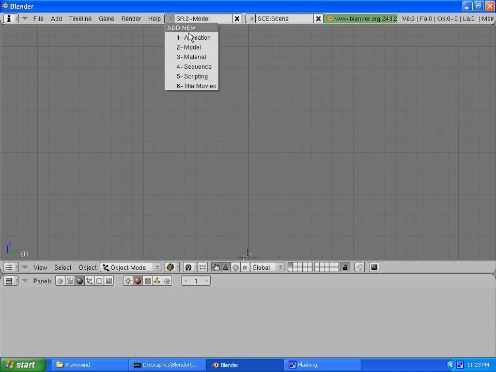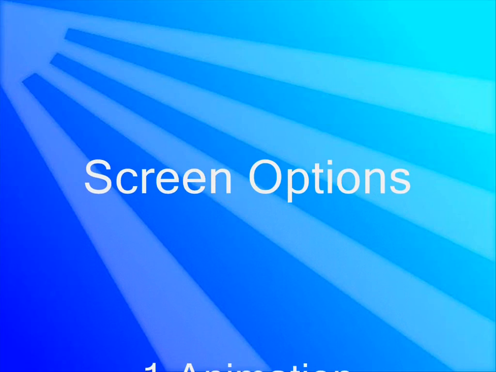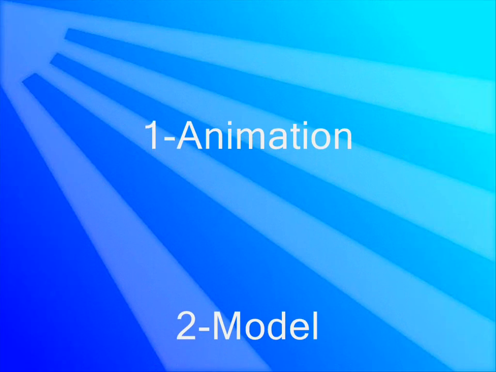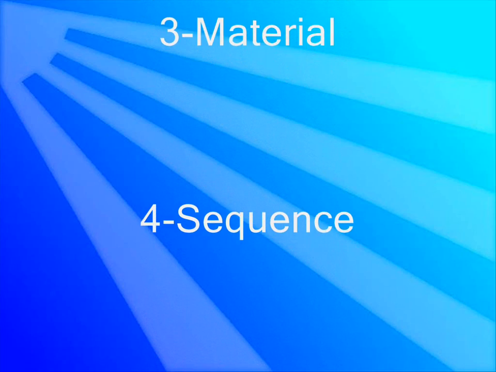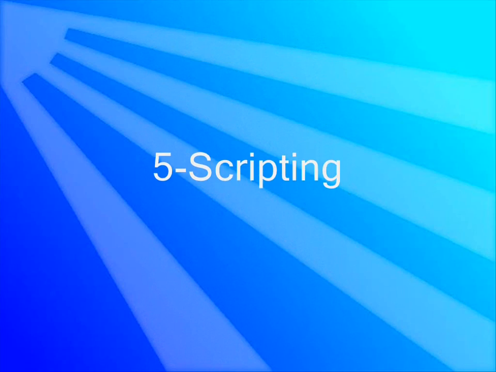To start with, click on the screen button at the top. It shows you all the different screens you can have. First one's animation, then there's model, material, sequence, then scripting, and the last one on the list is a custom one that I made called the movies.